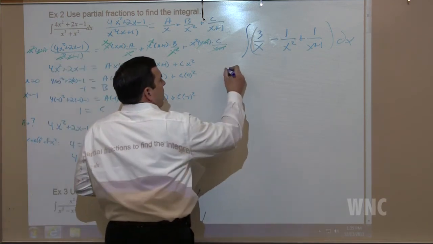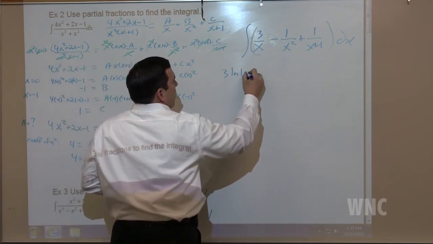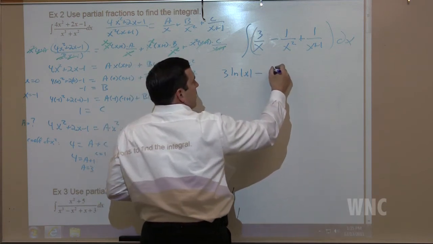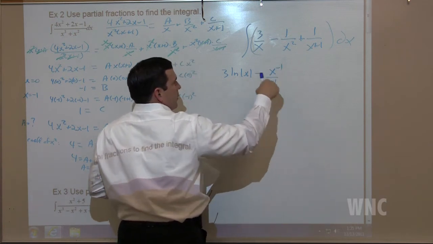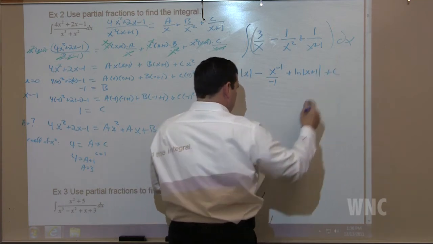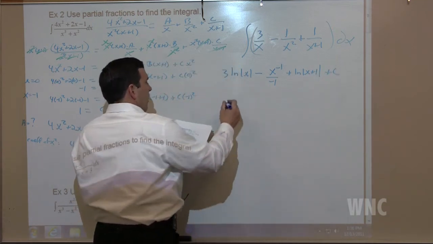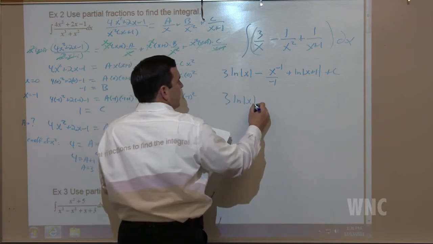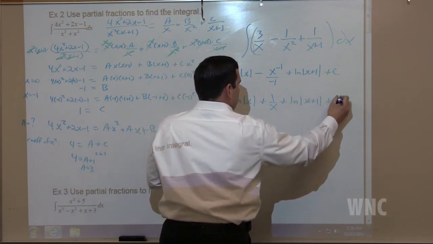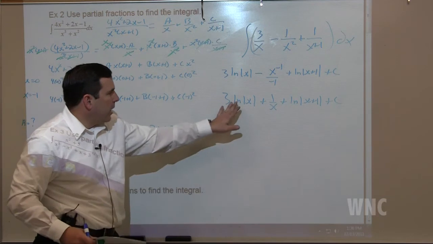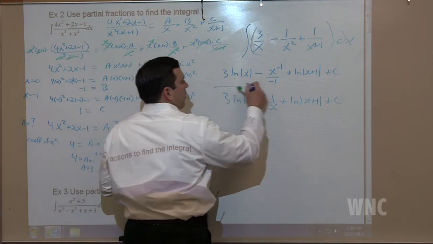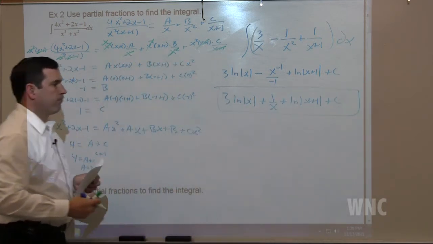Okay, so we have 3 times the natural log of the absolute value of x minus, now this is just x to the negative 2, so it becomes x to the negative 1 over negative 1, so that's going to change there, plus the natural log of the absolute value of x plus 1 plus c. So you have 3 natural log of the absolute value of x plus 1 over x plus natural log of the absolute value of x plus 1 plus c. Now you could be creative and bring this 3 as a power for the x and then combine the natural logs, but I'm going to leave it like this. Okay, I think that's pretty fun.